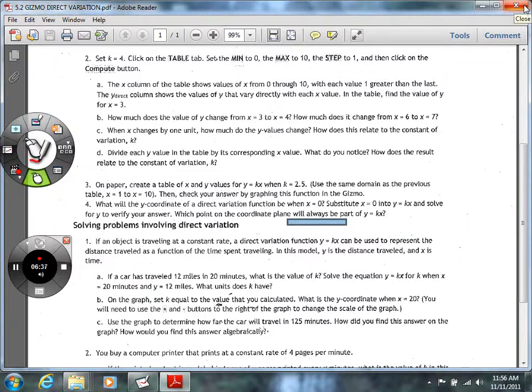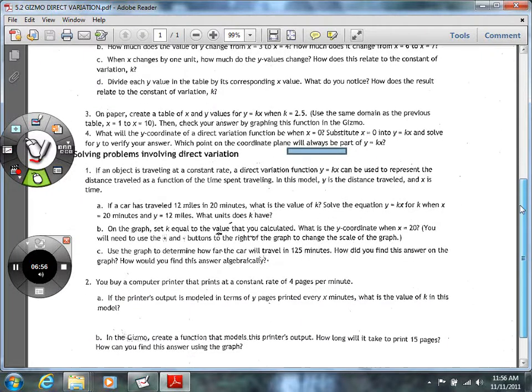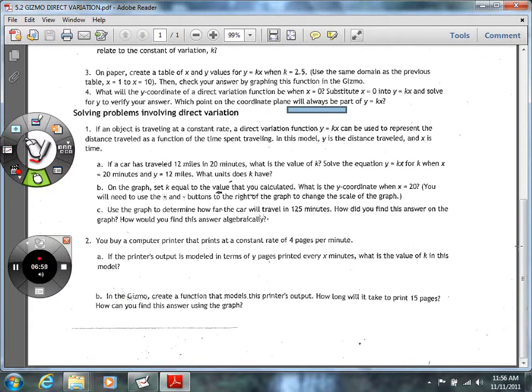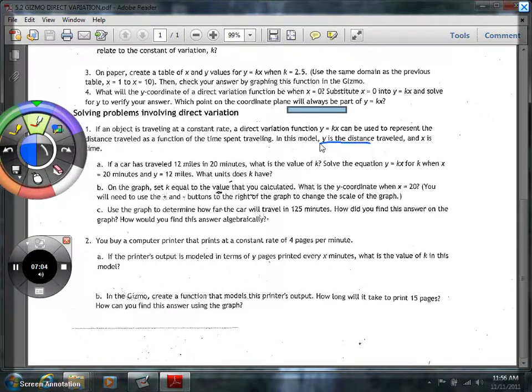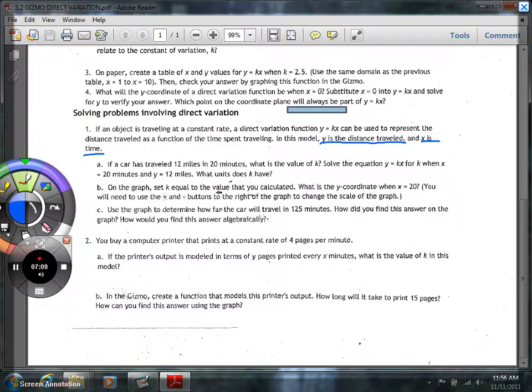So if an object is traveling at a constant rate, we're going to look at problem number 1. It says if a car travels 12 miles in 20 minutes, what's the value of k? Let me scroll up a little bit. They're telling us what the x and the y are: y is the distance traveled and x is the time. So we start off with our equation, y equals kx.